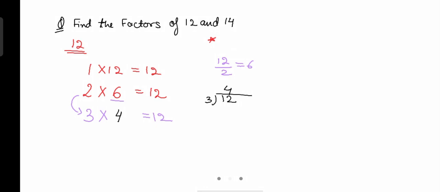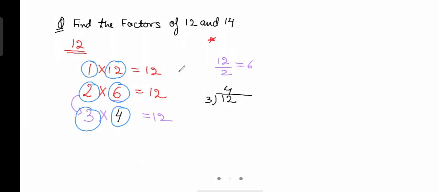How many factors are there now? This 1 is a factor of 12. This 2 is a factor of 12. This 3 is also a factor of 12. This 4 is also a factor of 12. This 6 is also a factor of 12, as well as this 12 is a factor of 12.